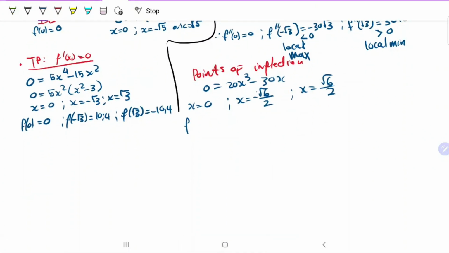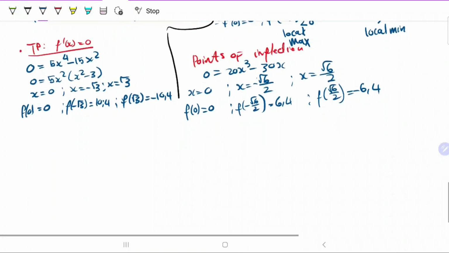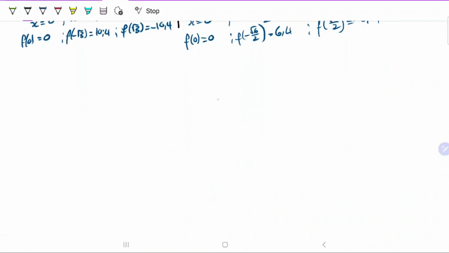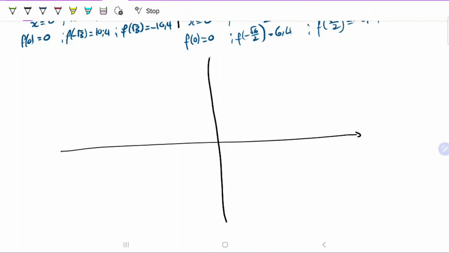So quite important. We now need to get the respective y values. That will give you 0, minus root 6 and 2. Let's plug this into our calculator quickly. We get 6.4, and then for this one over here, let's plug in this point root 6 over 2. We end up getting negative 6.4. So this is the function that we then have to sketch using the information that we have. Let's see if we are able to sketch a function of this type.